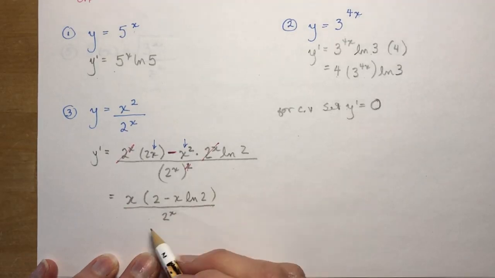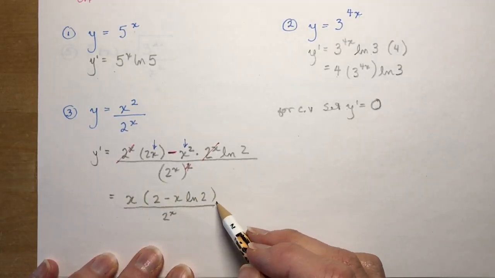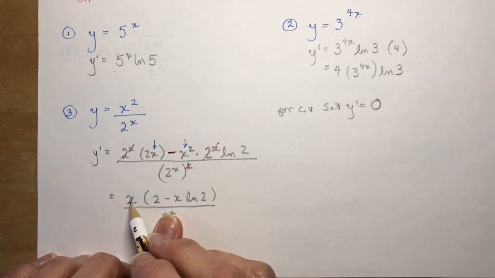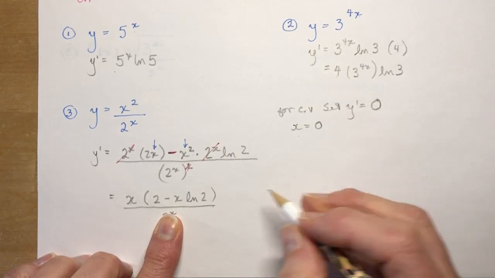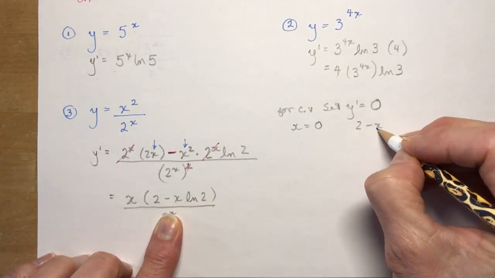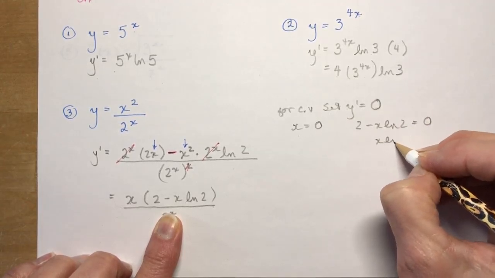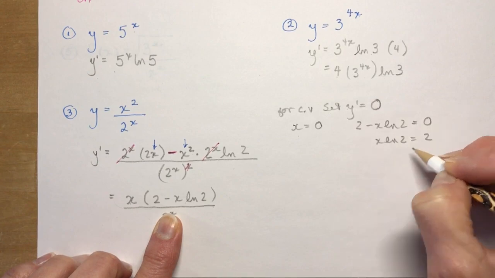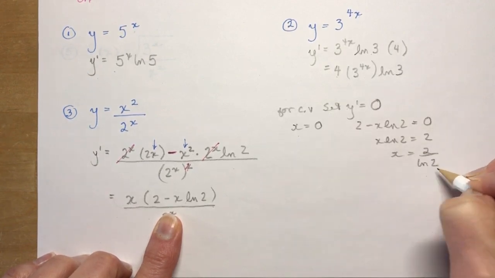For y prime to be 0, it only matters what makes the numerator 0. Recall that you can't divide by 0. So what makes this 0? x equals 0. And what makes this 0? So I would say 2 minus x ln 2 is equal to 0. x ln 2 is equal to 2. x is equal to 2 divided by the ln of 2.